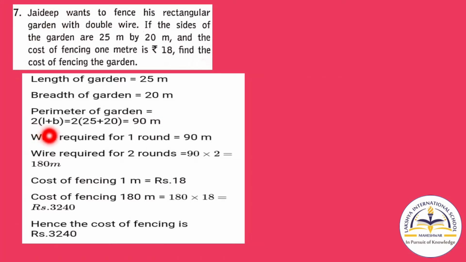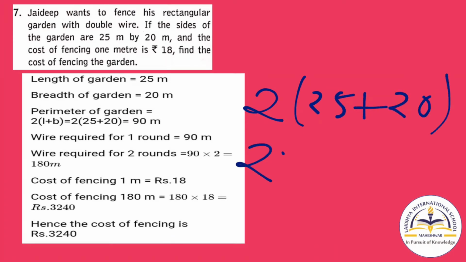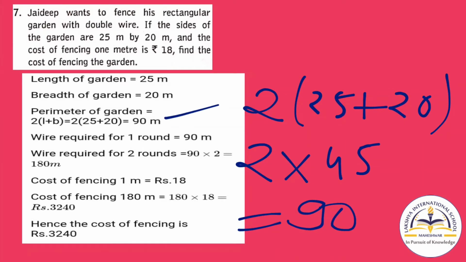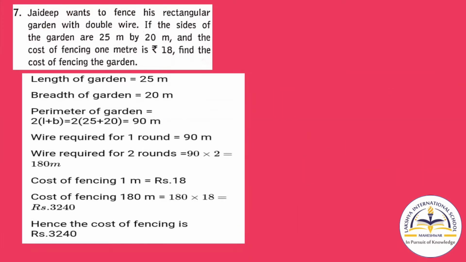It means we have to apply the formula of perimeter of rectangle. That will be 2 into length plus breadth. So 2 multiply 25 plus 20. 25 plus 20, that will be 45, and when you multiply 2 into 45 you will get 90. That will be in meter, because all the units are given in the question in meter. So 90 meter.